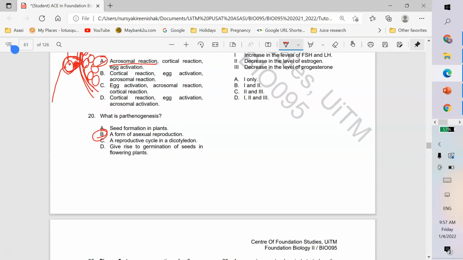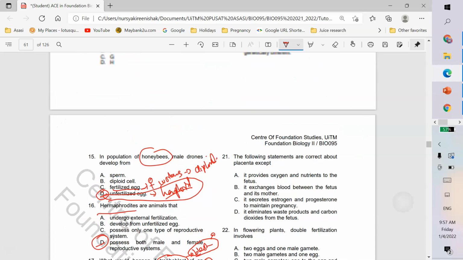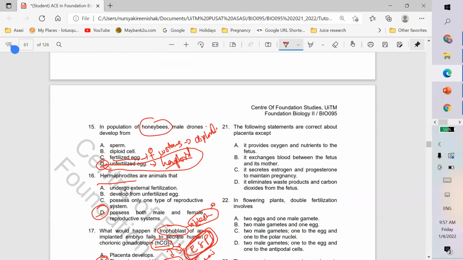What is parthenogenesis? Basically, this type of question is a definition question. It requires you to define. So, it is a form of asexual reproduction, which involves the development of an individual from unfertilized eggs. So it becomes a haploid individual. So, 21.